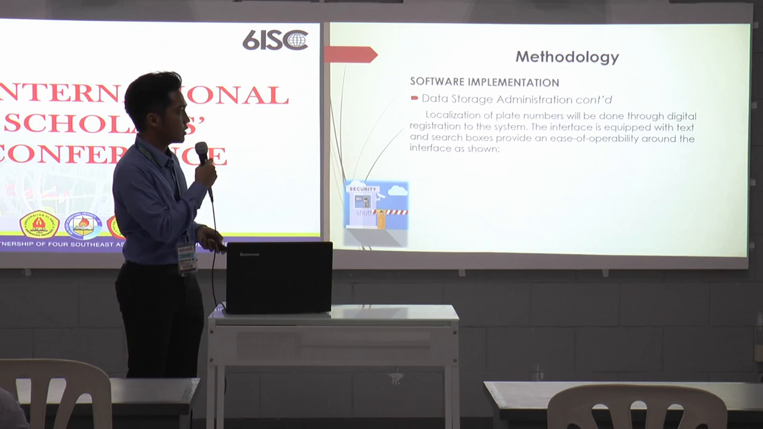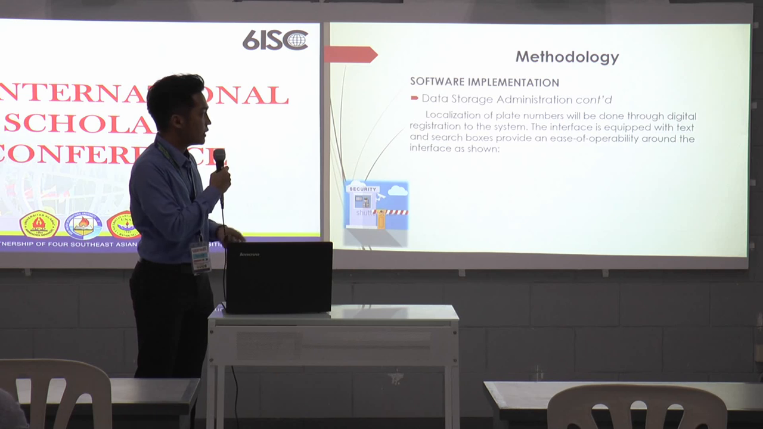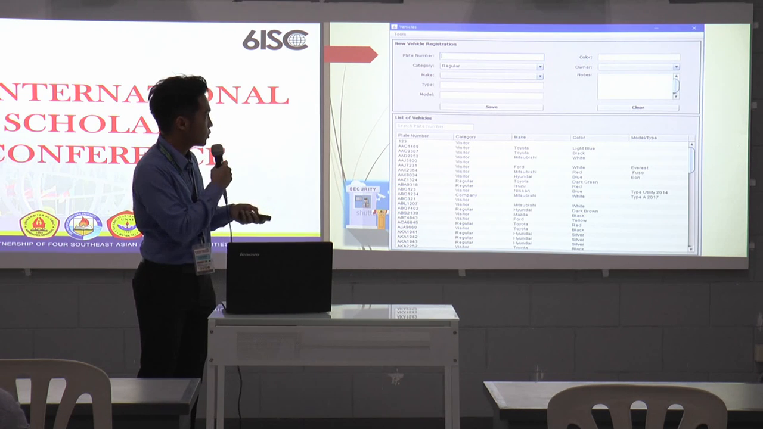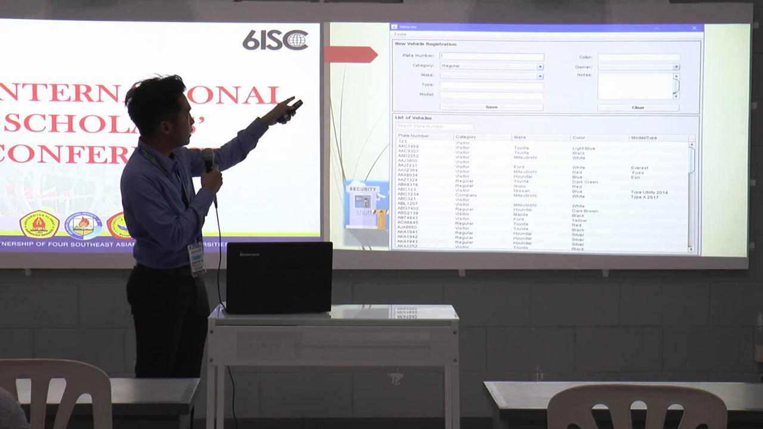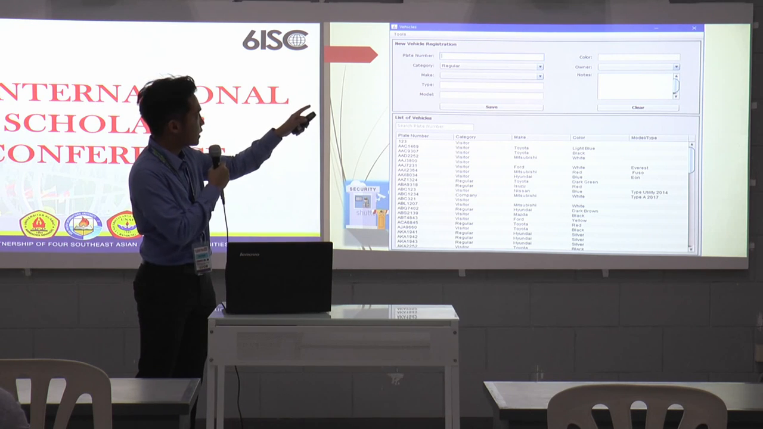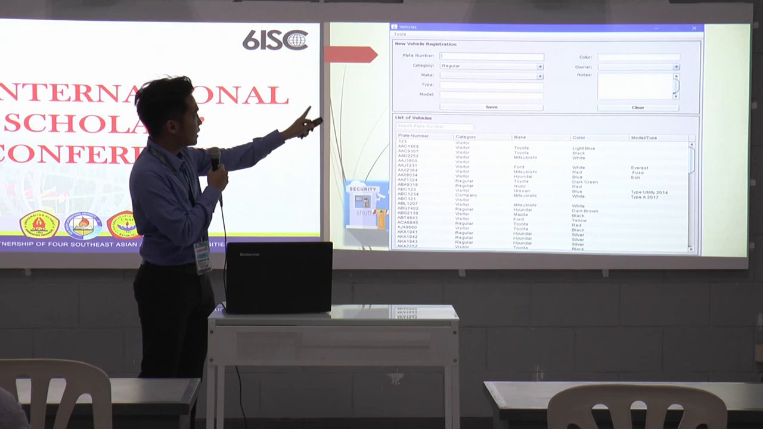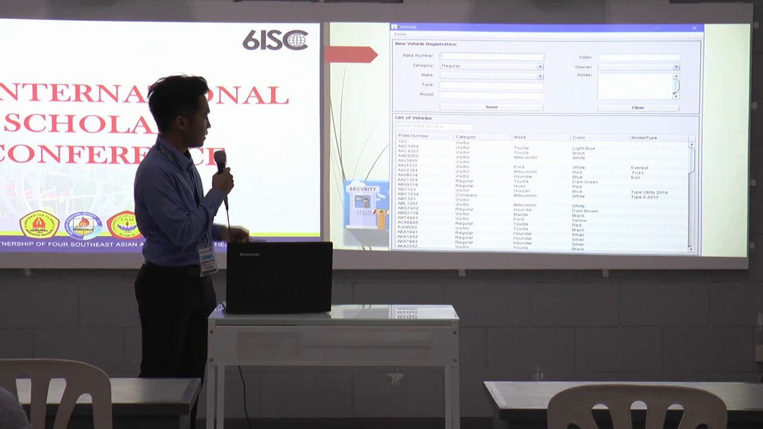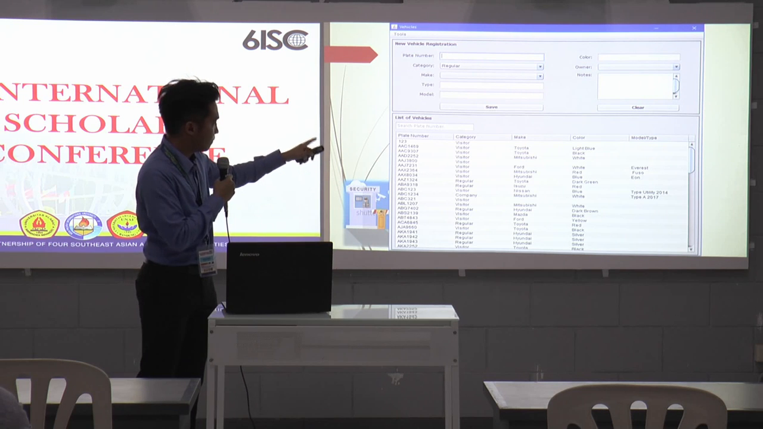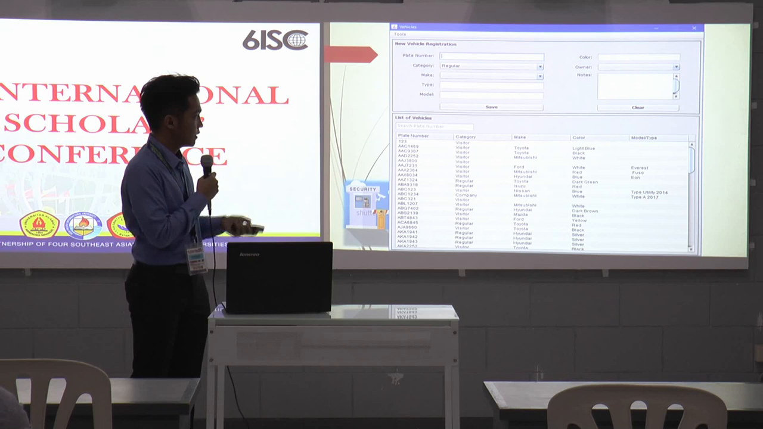The interface is equipped with text and search features to provide ease of operability, as shown. So this is the vehicle registration. As you can see, there's a plate number text box, and then a category. And then these are just auxiliary text boxes. These are the vehicles that we used during our testing.